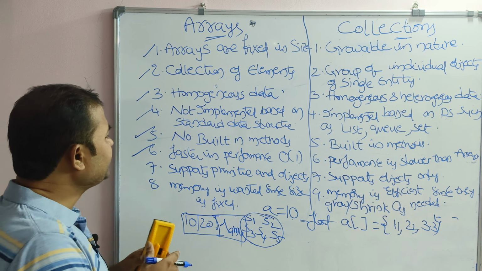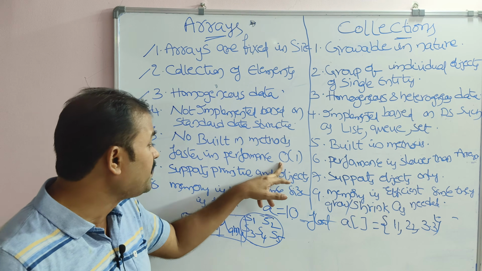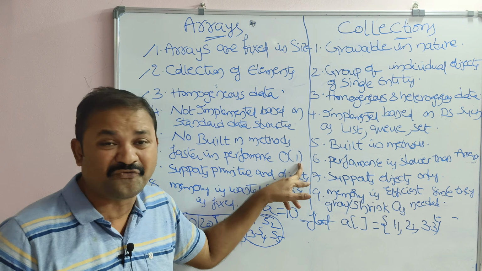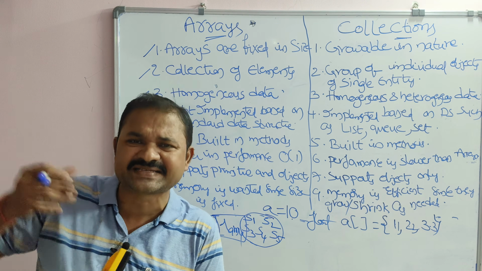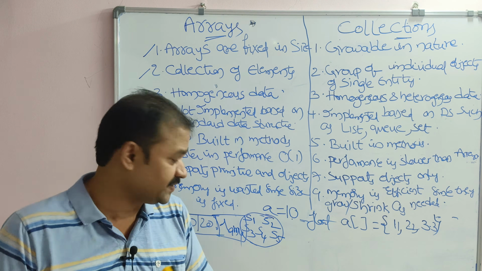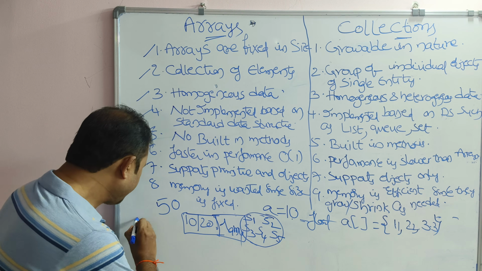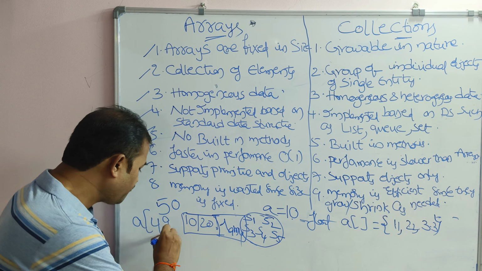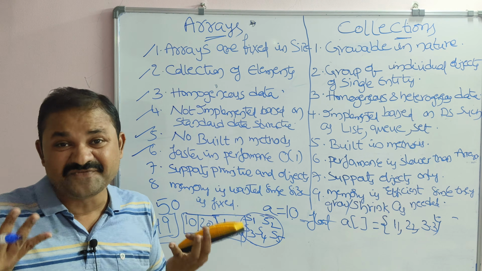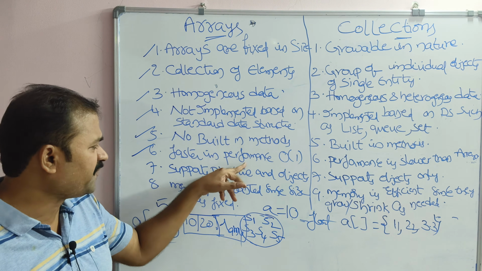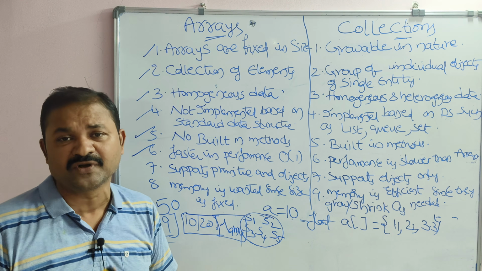Next, arrays are faster in performance. The time complexity here is big O of 1. If we know the index, then we can directly access the element with the help of the index. Let us assume that we want to access the 50th element. The 50th element is available at A of 49 index. So we can say that arrays are very fast, because the time complexity is big O of 1.